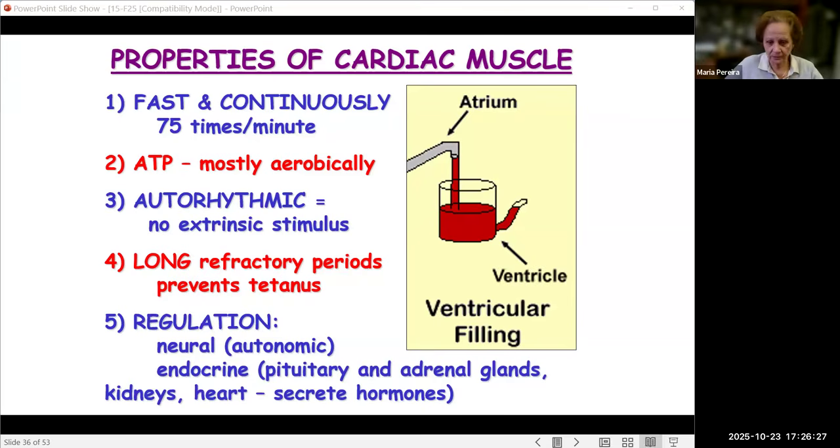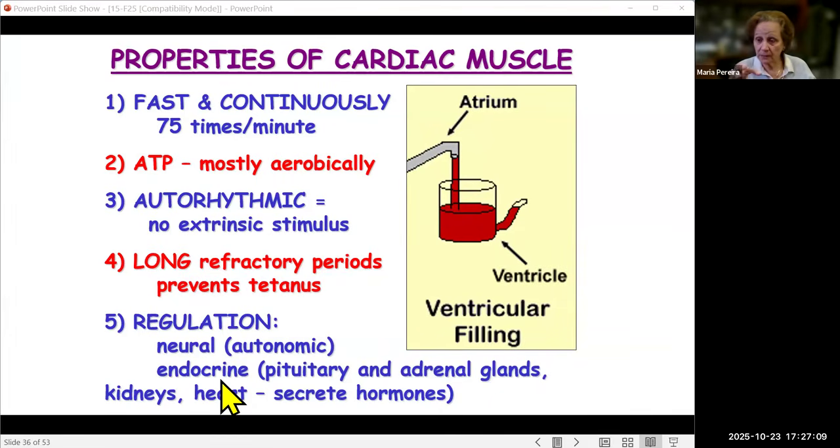Although I'm saying that there's autorhythmicity in cardiac muscle stimulation, the cells can still be regulated by neurons, by the peripheral nervous system, the sympathetic and parasympathetic nervous system. Someone was talking about anxiety, that the heart starts beating faster. That anxiety activates the sympathetic nervous system, and it's the sympathetic nervous system that now increases the heartbeat. It's also regulated by hormones produced by the pituitary, adrenal glands, kidney, and heart. All these glands secrete hormones that can regulate the heartbeat.